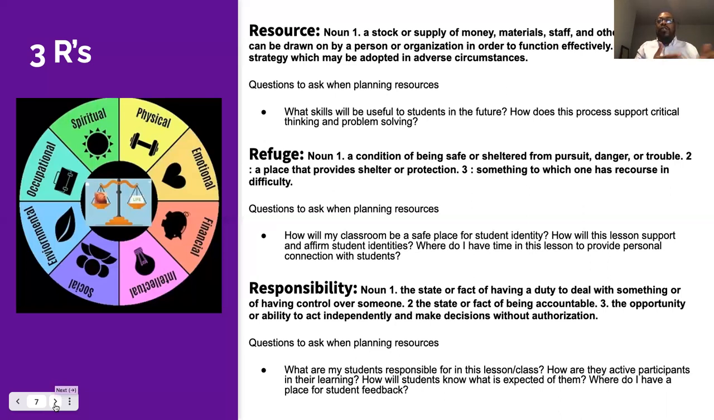How will students know what is expected of them? Where do I have a place for student feedback, right? Do you know what your students are thinking and feeling? These are important things that allow for responsibility, not on us. Soon, you'll hear a concept of flipping the classroom, where you give a bare bones, and then you allow the students to really think, dig in, and determine where they're going and what is determined as knowledge or successful completion of tasks.